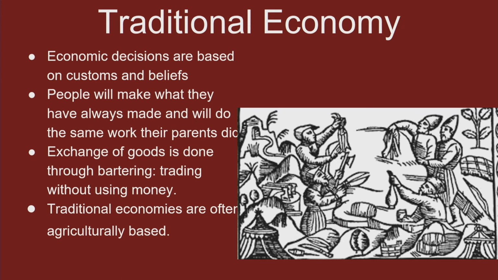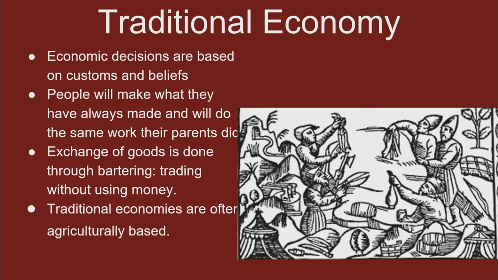So a traditional economy, this is an economy where the decisions are based on customs and beliefs. So the people will make what they always made. They'll do what they have always done. So if your parent was a fisherman, you're going to be a fisherman. If your parent was a basket weaver, you're going to be a basket weaver. It all goes down the line. It's a traditional system. Nothing really changes. They believe in those traditions. They believe that it gets them to where they are.